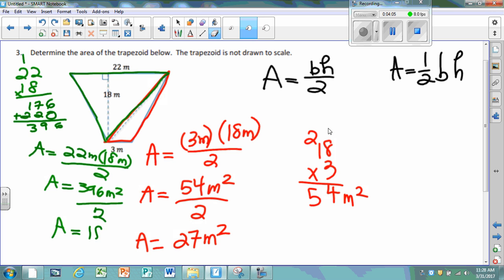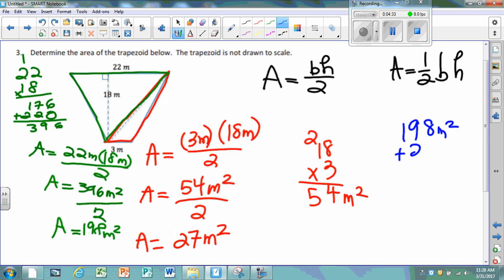Sorry, I think of brain part. How to write 198? 198, right? Meters squared. I don't know why I'm trying to do something different there. And what would we have to do with these two values to be able to find the total? Add them together. Are we okay with that? So then we would add 198 meters squared plus 27 meters squared.